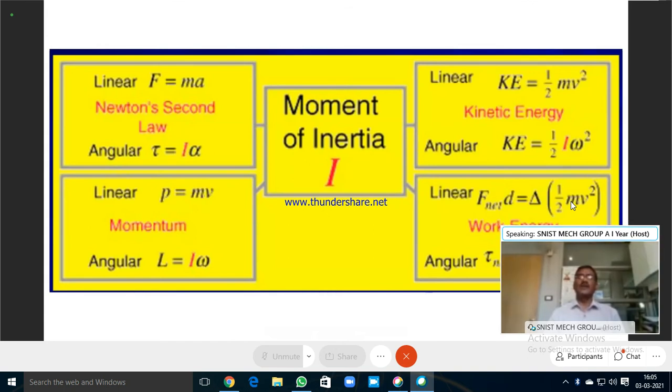You observe carefully, in each and every equation I is shown with red color, that is mass moment of inertia. So these are the various applications of your mass moment of inertia, or you can say the significance of mass moment of inertia. Okay, you please note down this slide, all the equations.